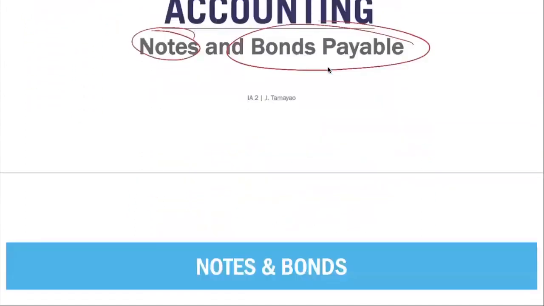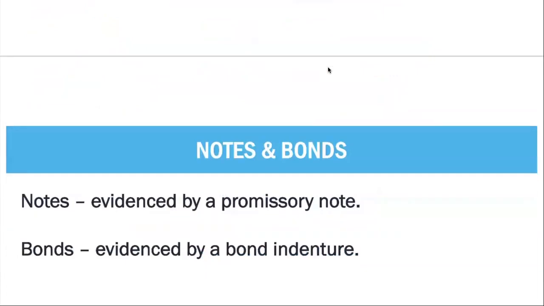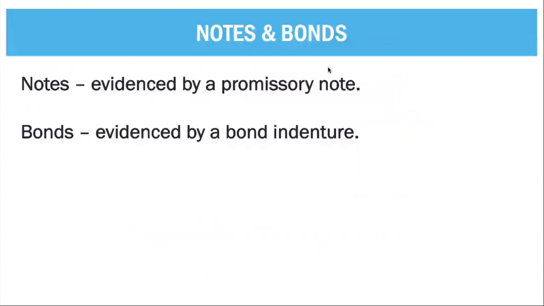So let's talk about your notes and bonds payable by first having a recall on your different present value factors and how we use them. Okay, so first, notes and bonds. Notes is evidenced by a promissory note. Bonds is evidenced by a bond indenture. Unlike your accounts payable, which is only an open account, it is not evidenced by anything. However, your notes and bonds are evidenced by a particular document. For notes, it's your promissory notes, and for bonds, your bond indenture.